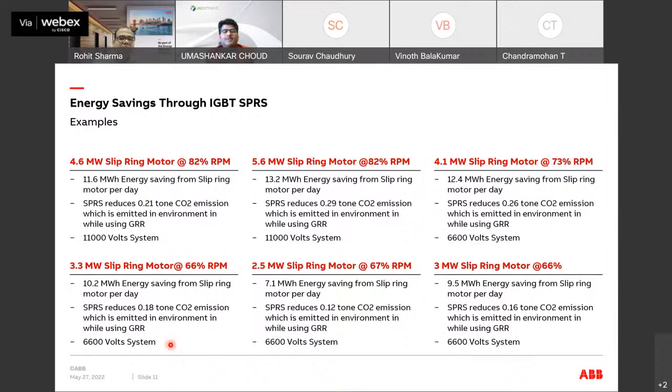If I am continuously using GRR in place of IGBT based SPRS, that much energy we are wasting, which we are not able to recover from the slip power recovery motors, slip ring induction motor, sorry. So a 3.3 megawatt system wastes 10.2, a 2.5 megawatt system 7.1, and a 3 megawatt system 9.5. These are typically operating at 66%, 67%, and again the 3 megawatt at 66% RPM.